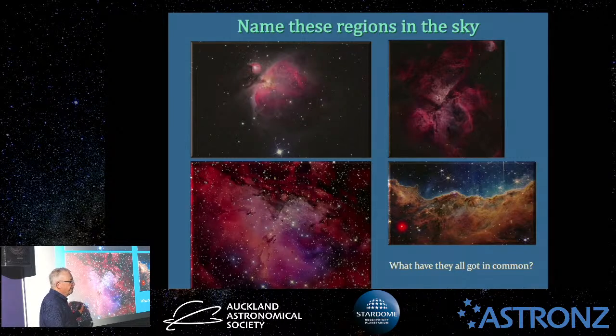A recent James Webb image, one of the first James Webb images: the Pillars of Creation. They're called the Cosmic Cliffs, one of James Webb's first images, and it's just a small segment of the sky just up here, just off to one side of the Carina Nebula. So what have these things all got in common?